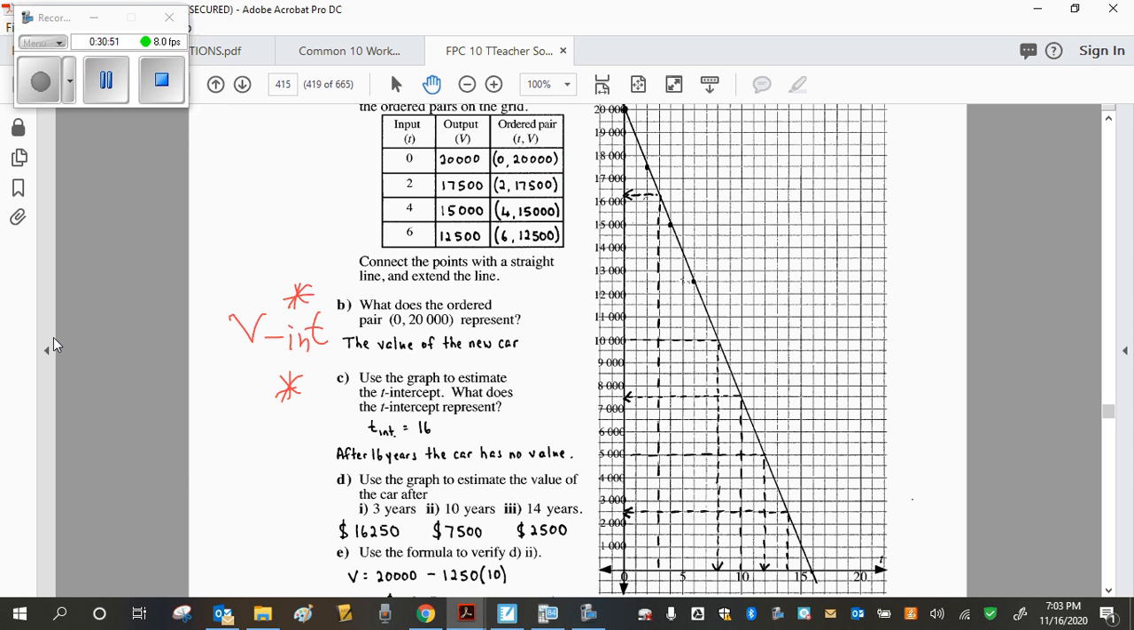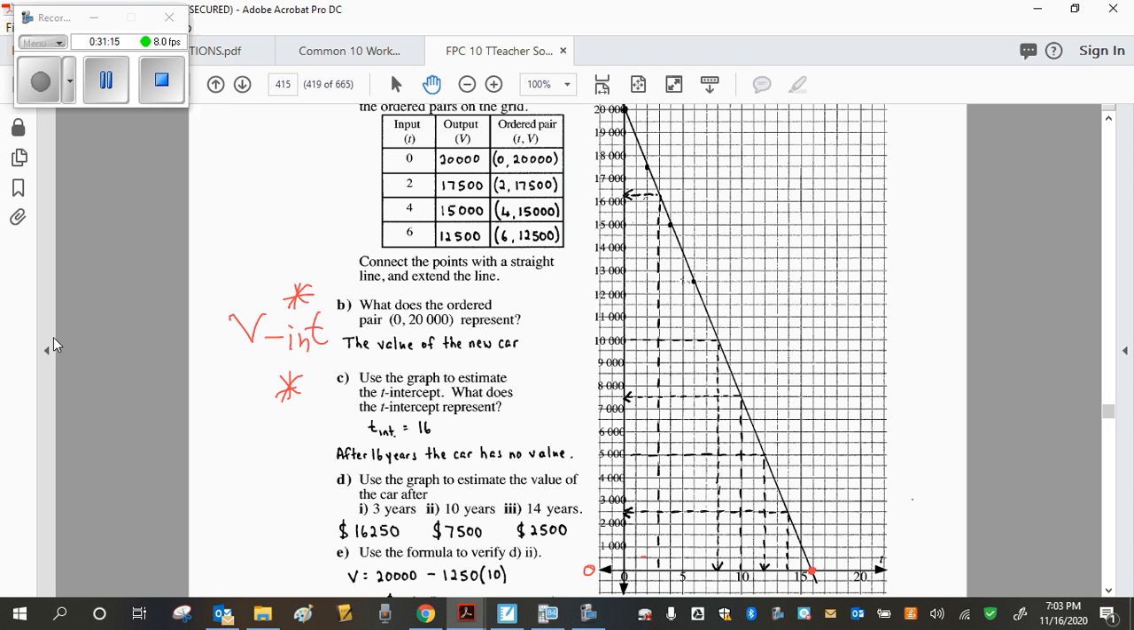It says use a graph to estimate the t-intercept. Hopefully I got a graph similar to this, and the t-intercept is 16. All right, it's 16. If you didn't get to that, go ahead and make sure it hits 16. And what does that mean? Well, time in 16 years, what does that mean?